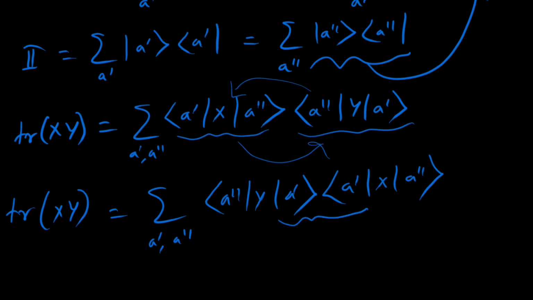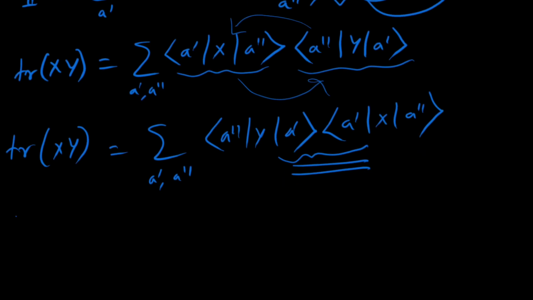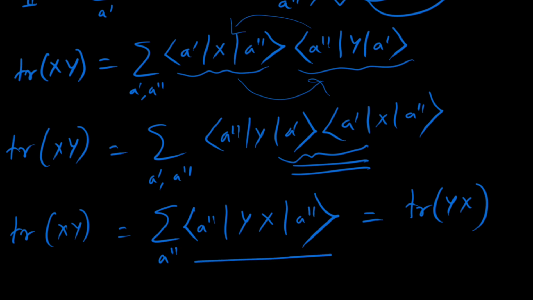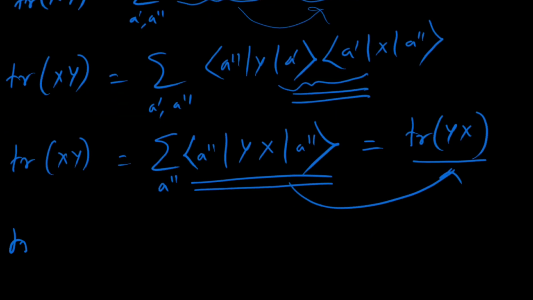Now again, this is the identity, so we can write the trace of xy as the sum over a double prime of a double prime, yx, a double prime. So we get the trace of yx, because this is just the trace of yx. So we have proved the first identity, which was that the trace of xy is equal to the trace of yx.